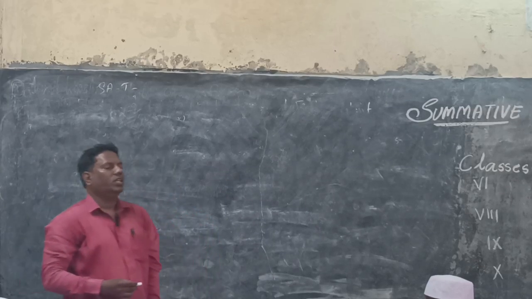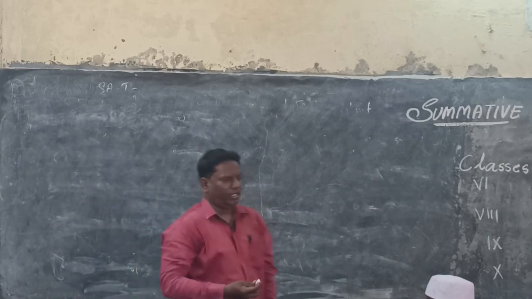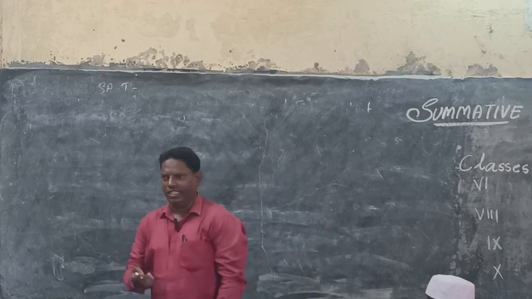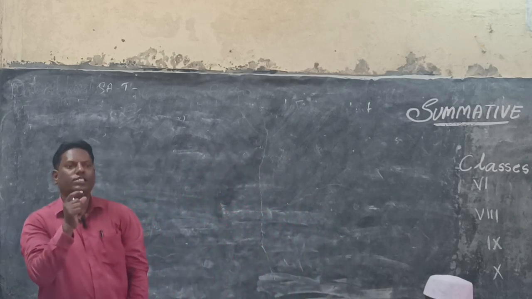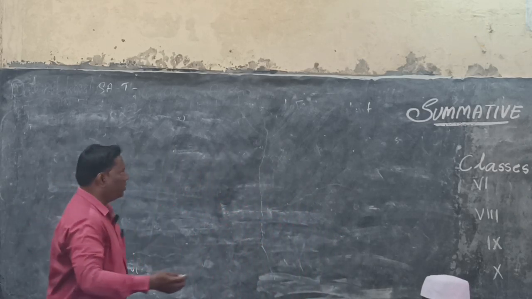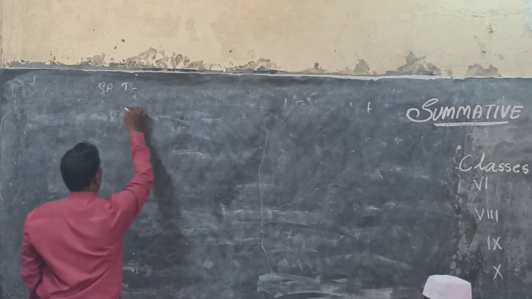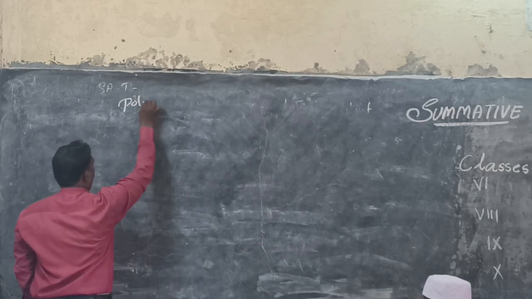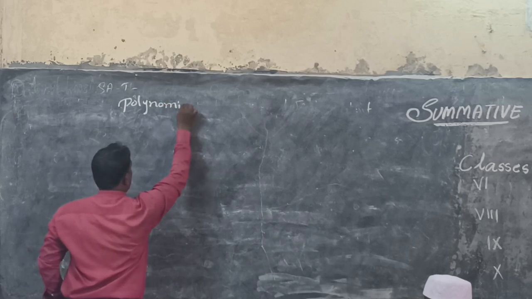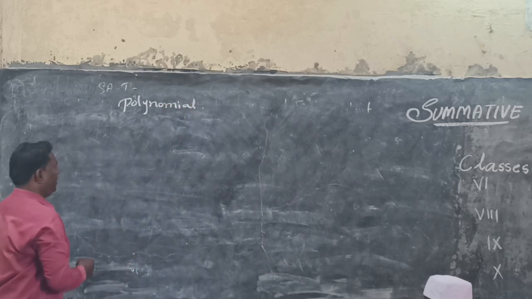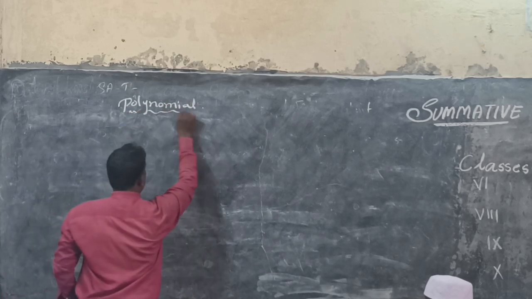So look here, chapter number 3, polynomial. In this chapter, polynomial, once again I am just going to repeat the basics of this chapter. Try to understand what is the meaning of this. In this chapter, what are the main important things?